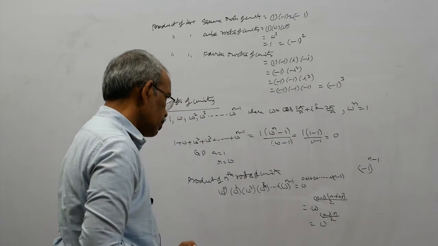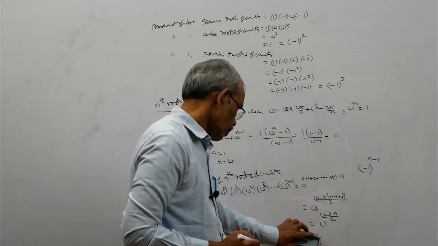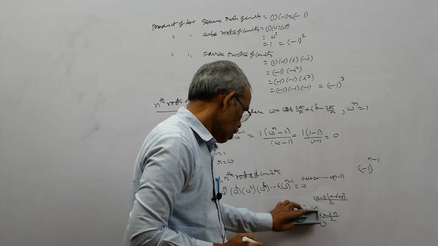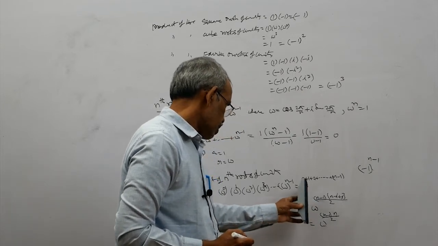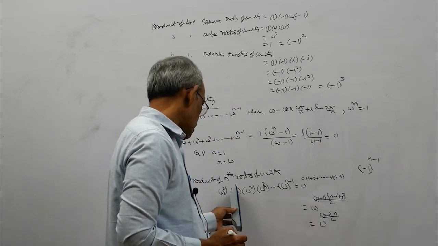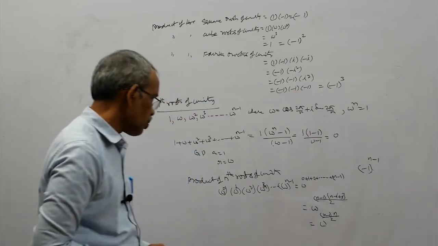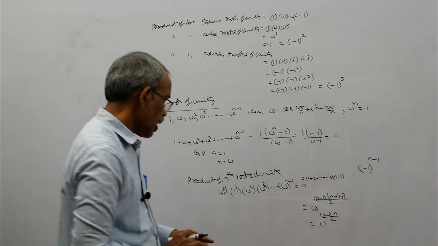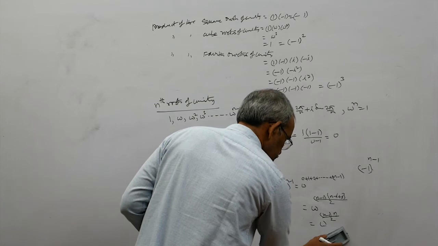Omega to the power of the sum, a power m into a to the power of m plus n, that is equal to omega to the power of n into n minus 1 by 2.